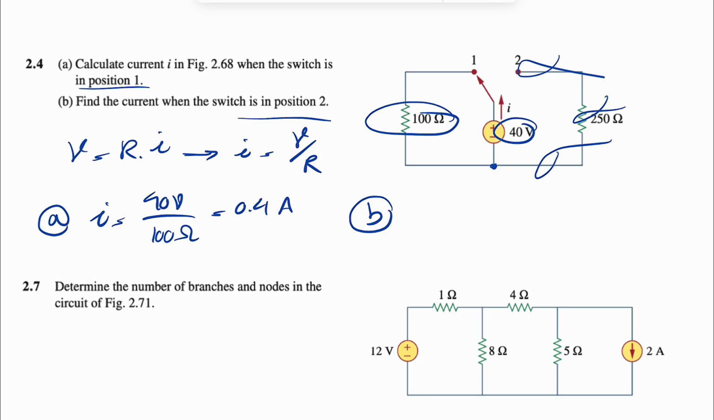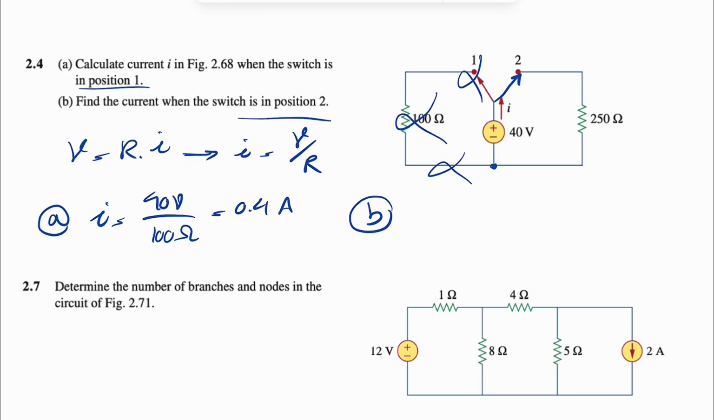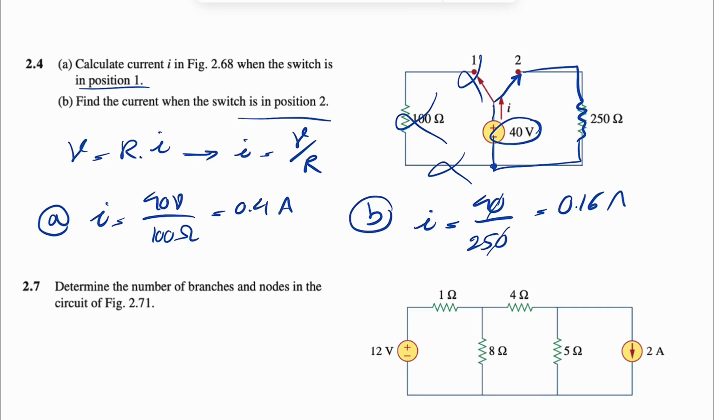Very similar for part B. When the switch is in position 2, what's going to happen? Whatever is on the left of the circuit is going to be out of the loop. So we're dealing with only this loop on the right hand side, and same thing, current is equal to voltage 40 divided by the resistance, which is 250 this time, and we can cancel out the zeros. So it's basically 4 divided by 25, or 16 divided by 100, or 0.16 amps.